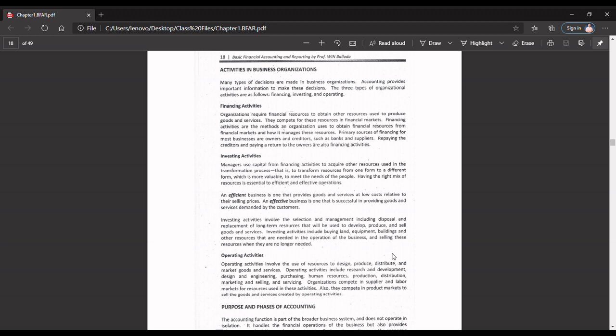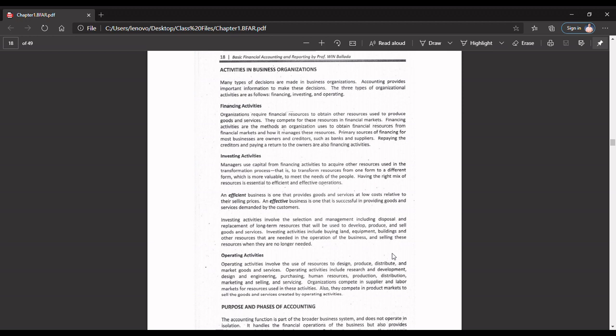Operating activities involve the use of resources to design, produce, distribute, and market goods and services. Operating activities include research and development, design and engineering, purchasing, human resources, production, distribution, marketing and selling, and servicing. Organizations compete in supplier and labor markets for resources used in these activities. Also, they compete in product markets to sell the goods and services created by operating activities. So essentially, operating activities are those activities done by the business in order to create income.